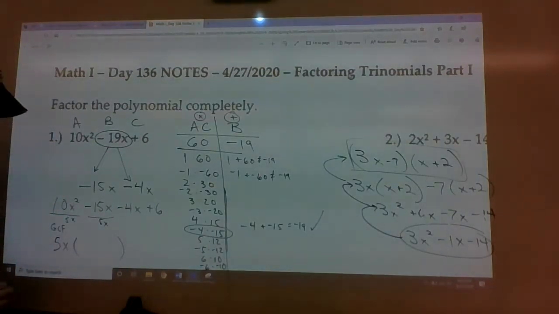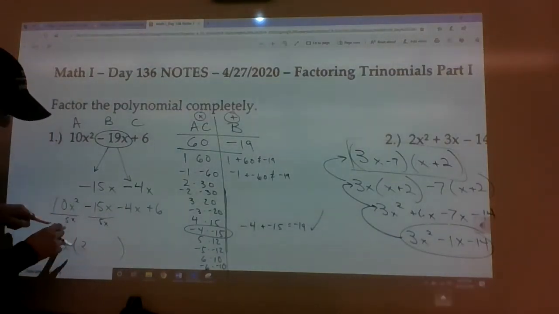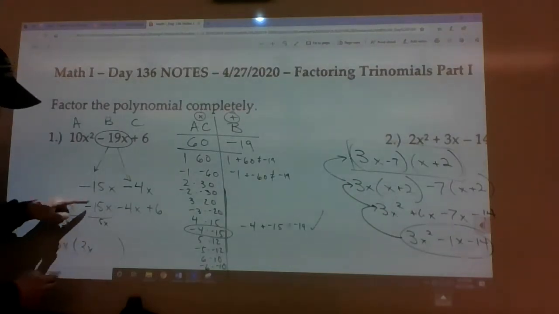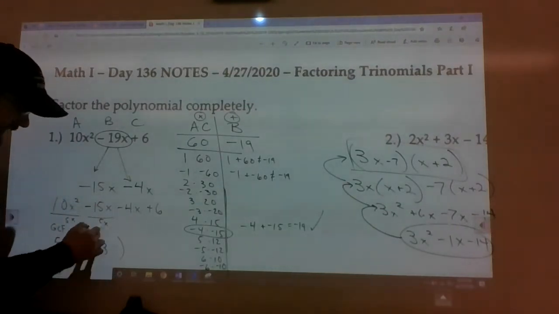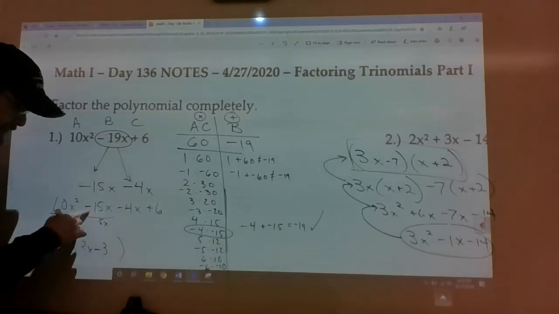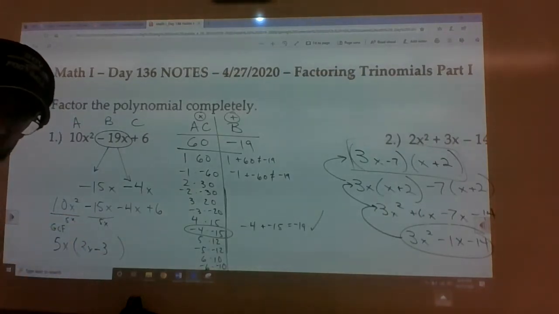So then the leftovers, 10 divided by 5 is 2. X squared over x is x. 15 over 5 is 3. X over x cancels. There's a minus in between them. So 2x minus 3 are your leftovers.